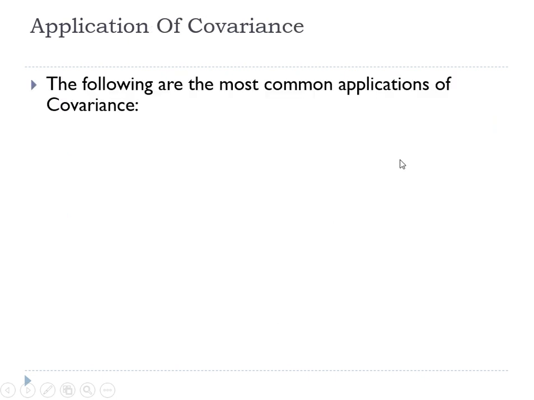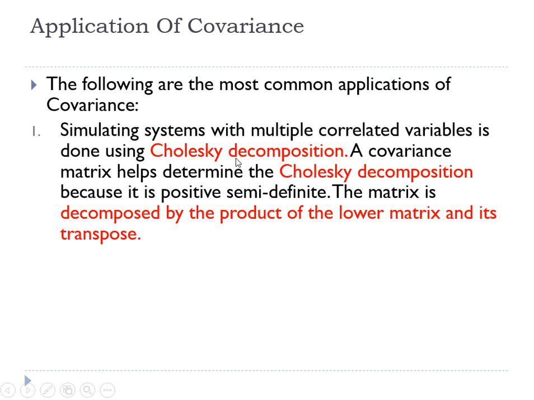Applications of covariance: we will be using covariance especially when we'll be working with different kinds of decomposition, SVD decomposition, LU decomposition in the next few sessions. Similarly, you have one more decomposition called Cholesky decomposition. Basically, I'll be using multiple correlated variables, and I'll be decomposing the matrix using Cholesky decomposition. So covariance is very useful here, because I'm going to find out whether it is positive semi-definite or not. When I'm working on Cholesky decomposition, I will be finding out the covariance, where the matrix is decomposed into the product of a lower matrix and its transpose.